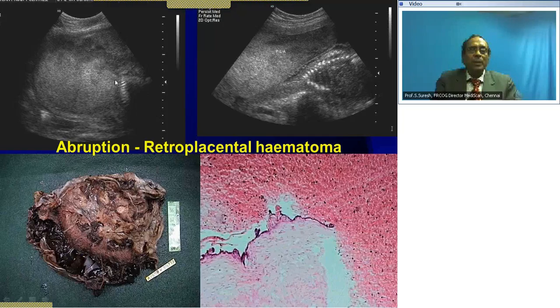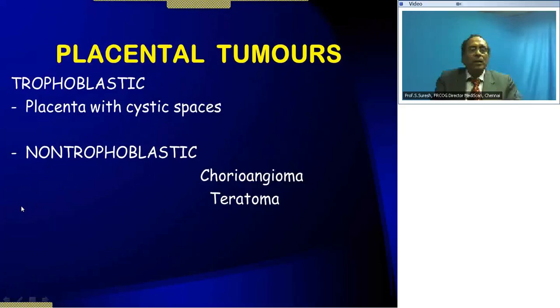Here, for example, is a placenta which had a large hemorrhage behind, and it turned out to be a large retroplacental hematoma. You can see that the entire area is what you're seeing here. Right. Then lastly, we have to look at placental tumors. Placental tumors, trophoblastic tumors, placenta with cystic spaces like your vesicular mole, which is classical, and non-trophoblastic tumors, chorioangioma, and a teratoma of the placenta.